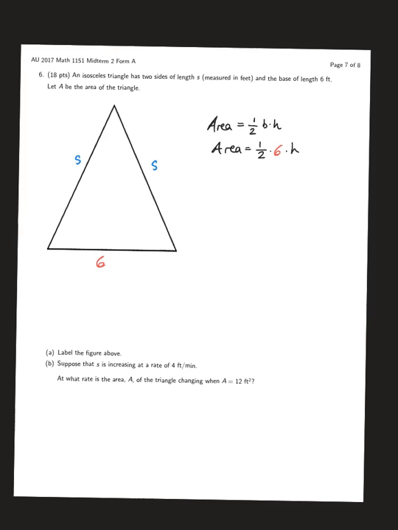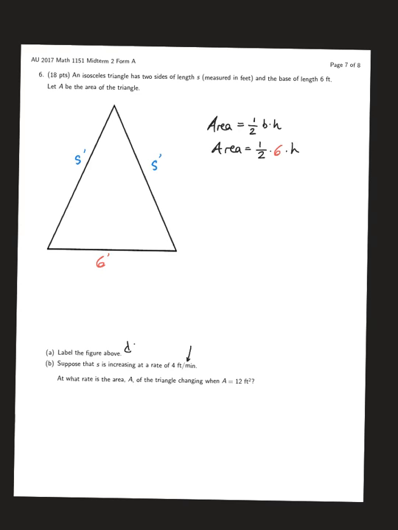Okay, part A says label the figure above. Well, we did that. Perhaps they want us to be specific here. I can put the symbol for feet, s feet, 6 feet. And then we just jump right into a related rates problem. At what rate is the area A of the triangle changing when A is equal to 12 square feet? So what we want to do here is find out how quickly the area is changing. And we've introduced this element of time now. We have here s is increasing at a rate of 4 feet per minute.